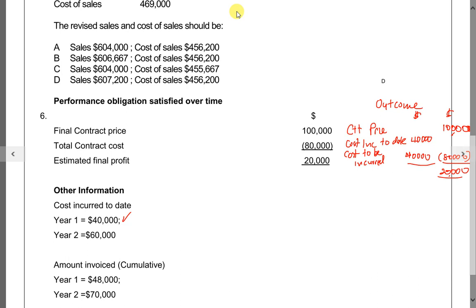Actually, it's the same as this. Because the question, if they do not give you this, assuming they don't give you this, they give you all this info, 100,000 and 40, and then they tell you the cost to be incurred, then you have to arrange it this way. So eventually it's a 20 estimated profit.